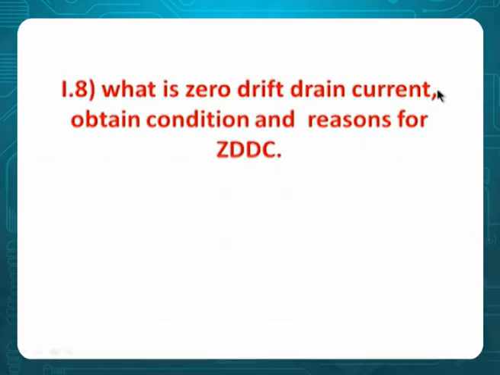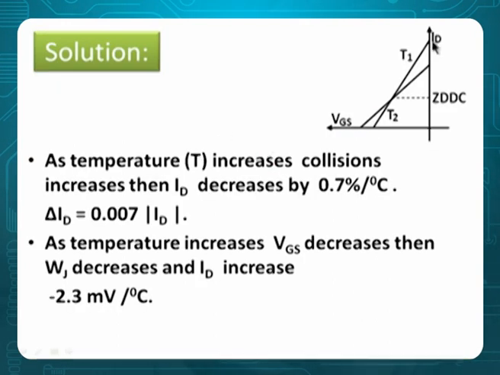What is zero drift drain current? Obtain a condition and the reasons for zero drift drain current. Now let me see that. ID versus VDS, two different characteristics, but both of them are meeting at one current. That's called zero drift because the drift in this current is 0. As temperature increases, collisions increase. Then ID decreases by 0.7%. Because when the temperature increases, they move very fast. When they move very fast, they collide. When they collide, the amount of current will decrease. And that's 0.7%, which means 0.007 ID.